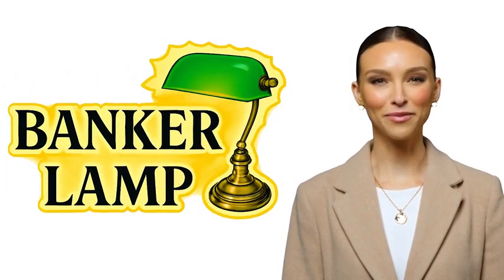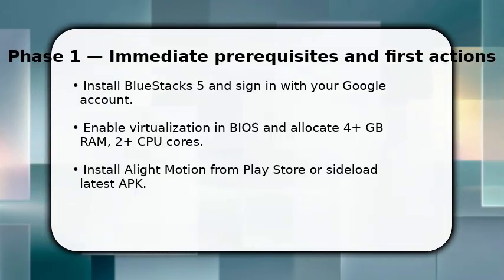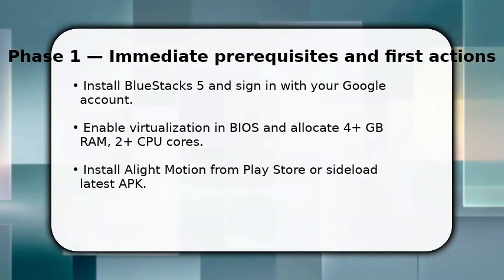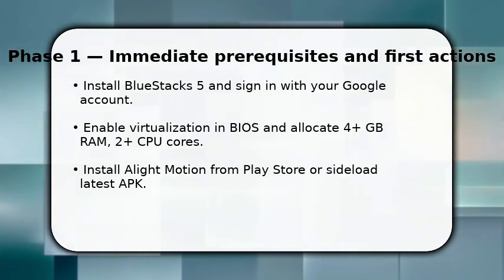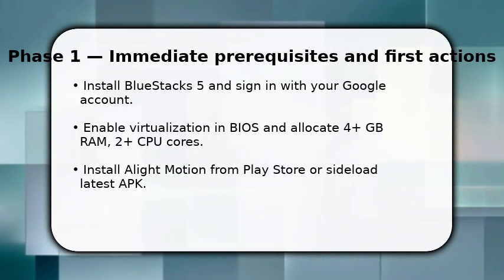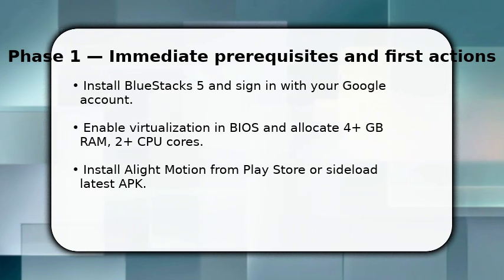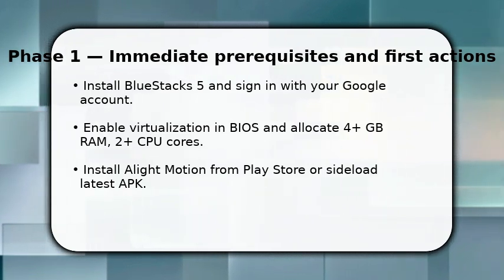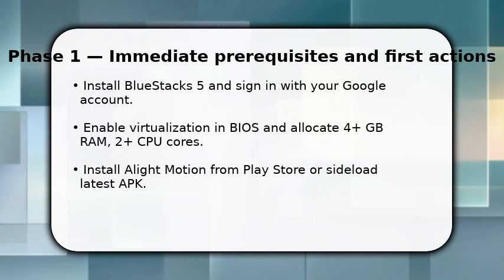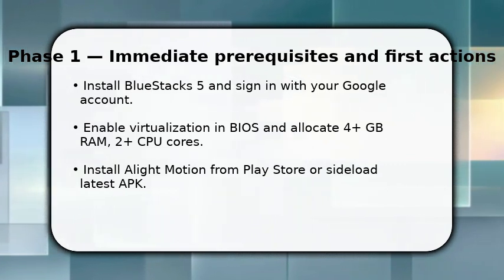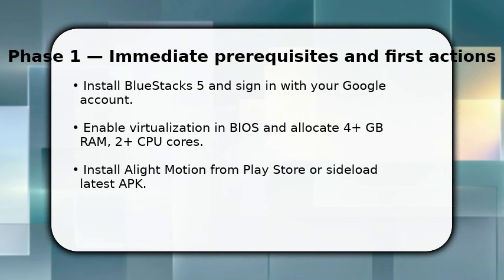Please enjoy the video. You start by making Bluestacks stable. Enable virtualization in BIOS, then assign 4+ GB RAM and 2+ CPU cores inside Bluestacks settings so performance stays smooth. Once done, sign into Google and install Alight Motion via Play Store or sideload the APK to avoid region blocks.